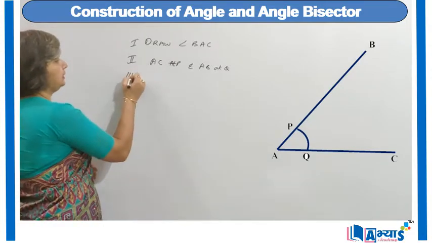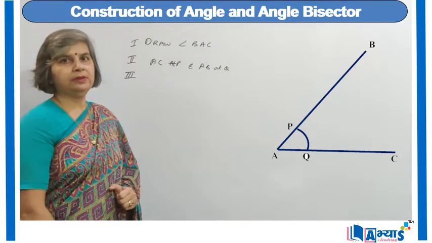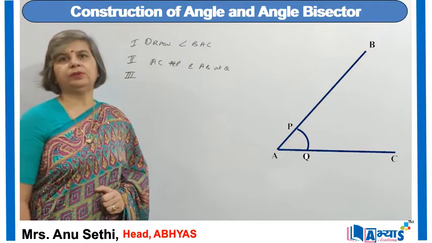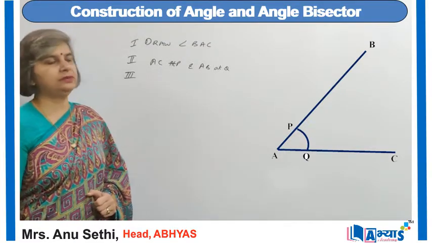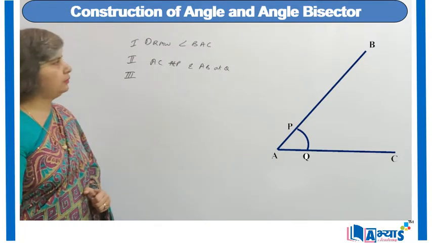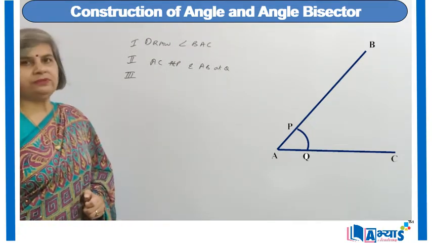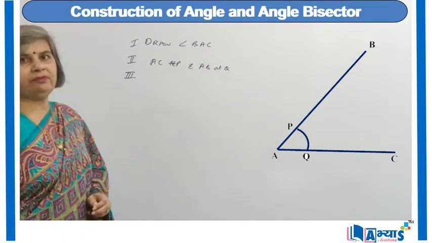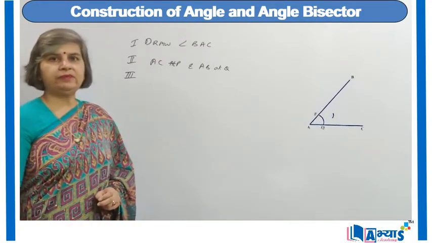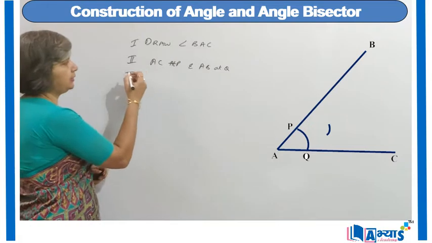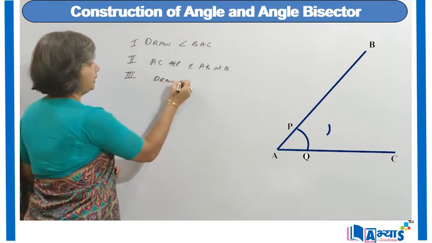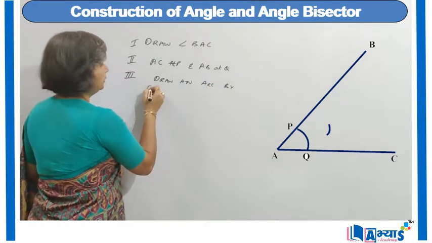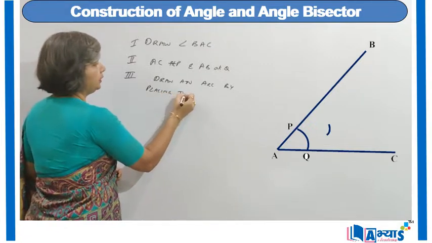The next step, in the third step, we will take the compass and we will try to have a radius more than half of PQ. That means if PQ is the length of the arc, we will take the compass with a radius more than half of PQ, and we will place the pointer at P and we will draw an arc. Then we will with the same radius. That means in the third step we will draw an arc by placing the pointer at P.